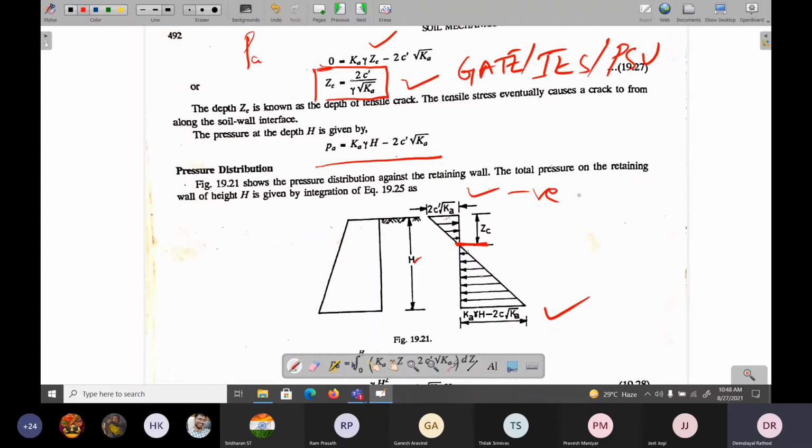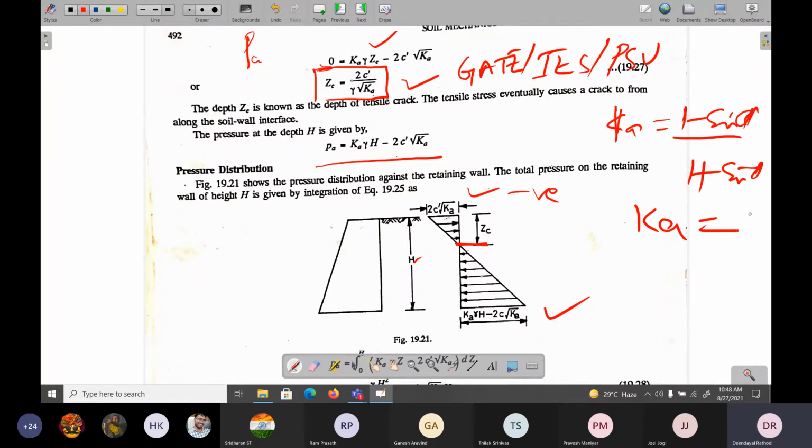Here they can give the value of cohesion C, gamma, and the phi value. How do we find Ka from phi? Ka is 1 minus sin phi by 1 plus sin phi. You calculate Ka and substitute here, and you will get ZC. That ZC is known as the depth of tensile crack. That means the pressure is zero.